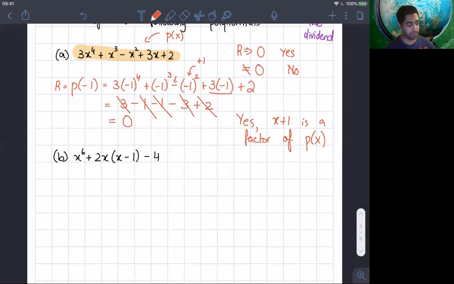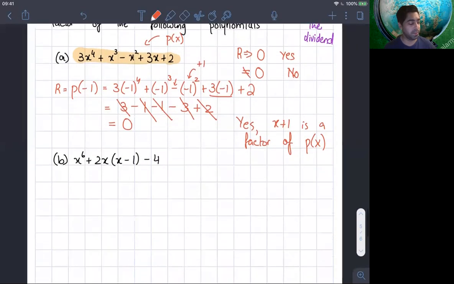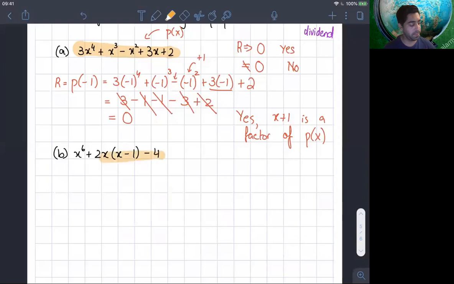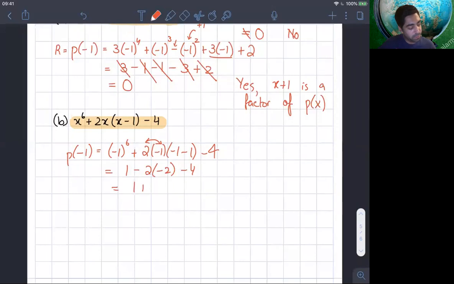And then part B, the same thing. We have to determine if x plus 1 is a factor of this polynomial. We can quickly do that as well. We evaluate this one at negative 1 as well. Minus 1 power 6 plus 2 times negative 1 times minus 1 minus 4. That gives you 1 minus 2, multiplying these two, and inside the parentheses you have minus 2, negative 4. So 1 plus 4 minus 4, that gives you 1.